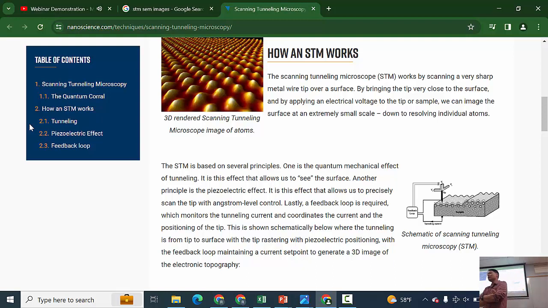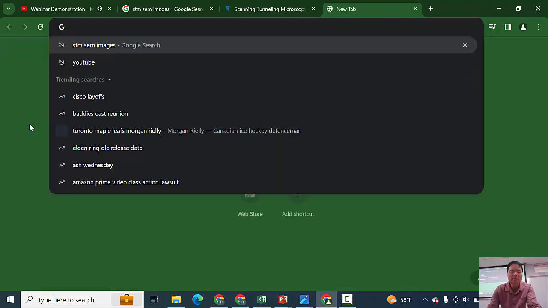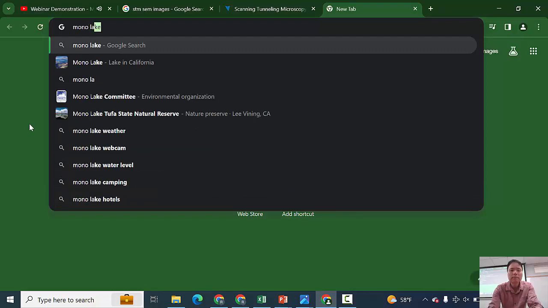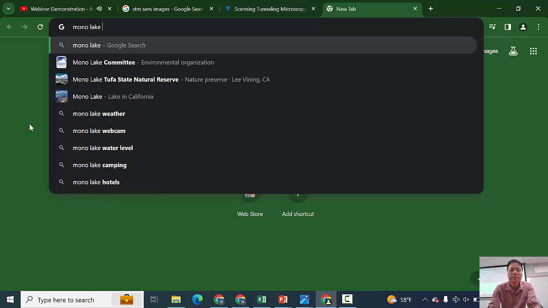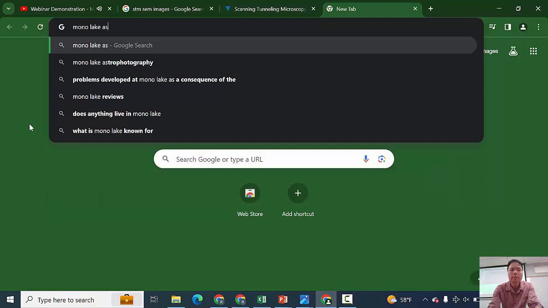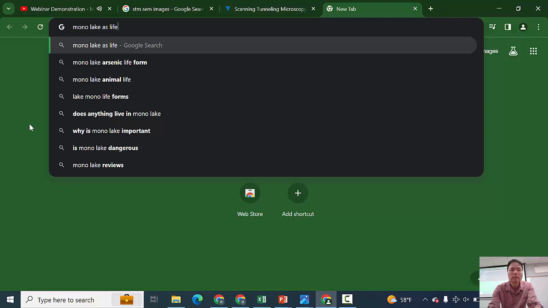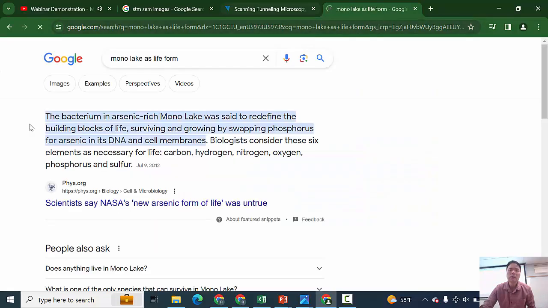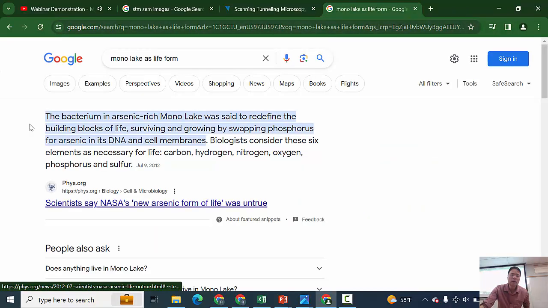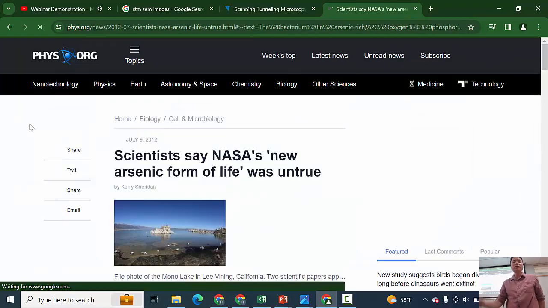So this NASA astrobiologist proposed that it's an alien life form on Earth. Now, it would be terrestrial, but it would be alien because it's not phosphorus-based, it's arsenic-based. And so this was published in Nature magazine.